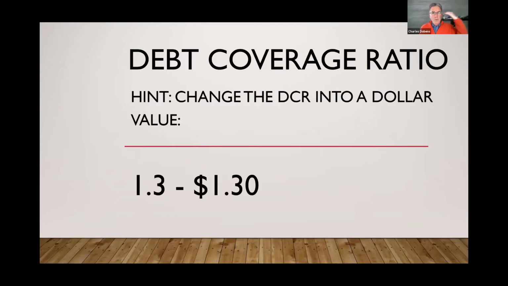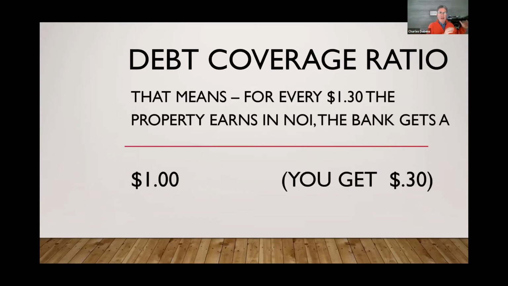For those of you that have never been to one of my classes, what you need to do in your mind is when you hear the number, the DCR, change that number into a dollar value. It's like the guy says it's a 1.3. Think of that as a $1.30. And what that means is that for every $1.30 the property earns in net operating income, the bank gets $1 and you get the 30 cents. And that's all you have to cover capital expenditures and to pay your investors. So think of the debt coverage ratio that way.